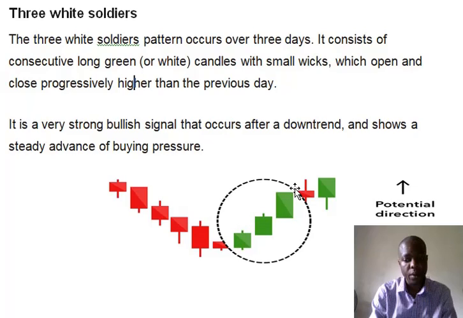As you can see now, it consists of three long greens: first green, second green, third green, with small wick or no wick. You see this signal, 1, 2, 3. It signals a bullish market because it's a very strong bullish signal that occurs after a downtrend.